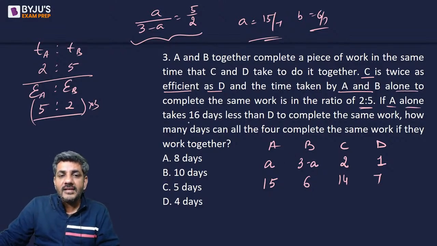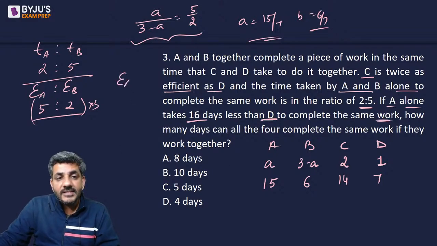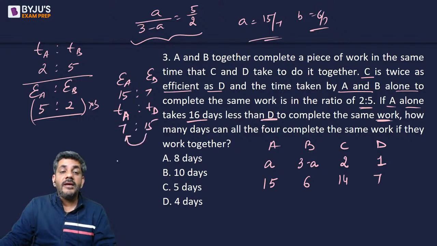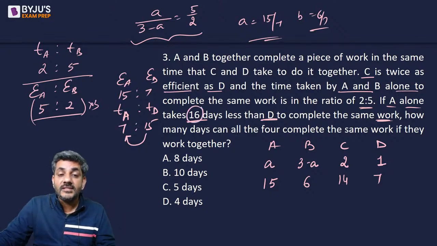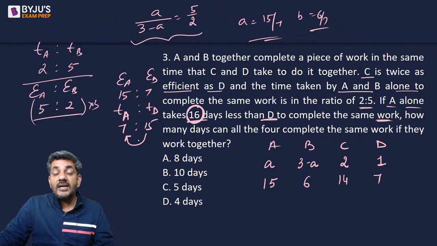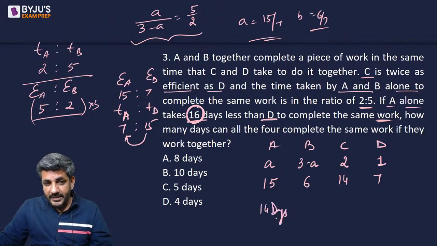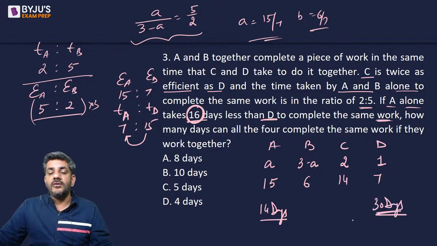If A alone takes 16 days less than D to complete the same work, now the efficiency of A and the efficiency of D are in a ratio of 15:7. So can I say the time of A and the time of D would be in a ratio of 7:15? That means the time A takes is 8 less than D if they are 7 and 15, but the question says 16 days less. 16 is double of 8. That means A takes 14 days to complete the work and D takes 30 days to complete the work.